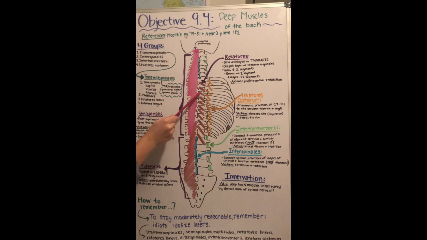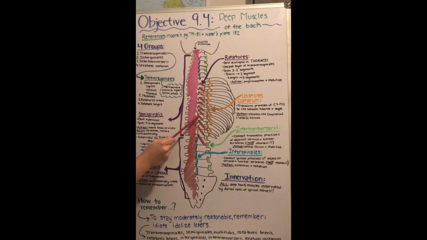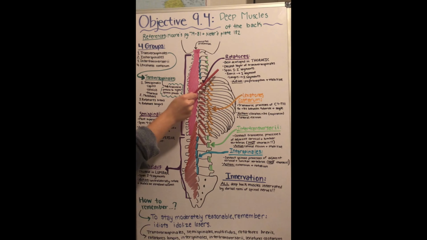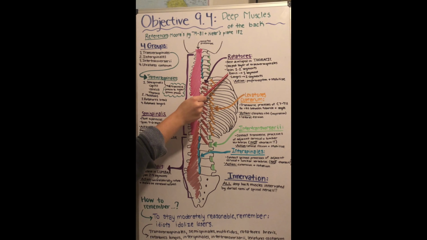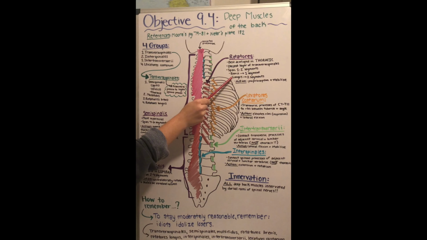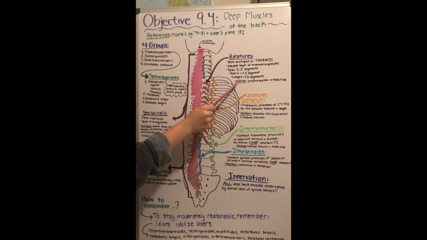Next, we have the rotatores. These are best developed in the thoracic region. They're the deepest of the three layers of transversospinalis. They span 1 or 2 segments. The rotatores brevis span 1 segment, and the rotatores longus span 2 segments.